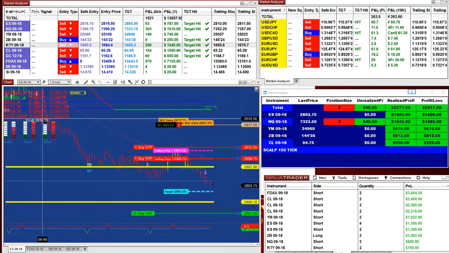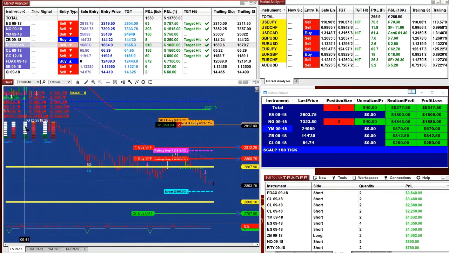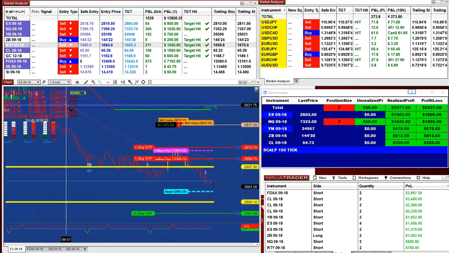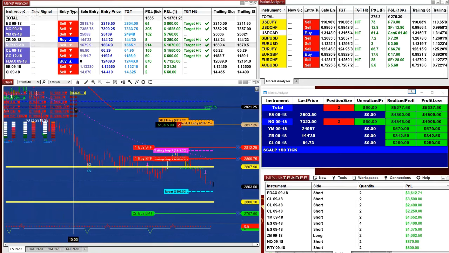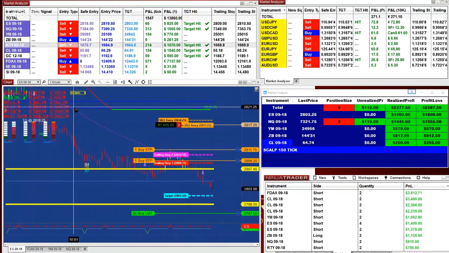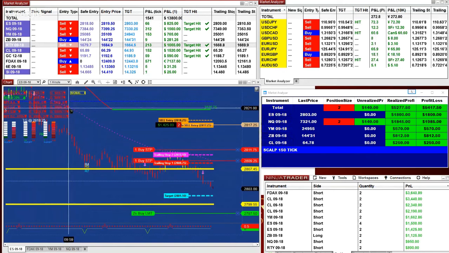So for me, this is enough information. And you see it's blinking here. There are more sellers coming in. This is enough information telling me they are pushing this market down further.